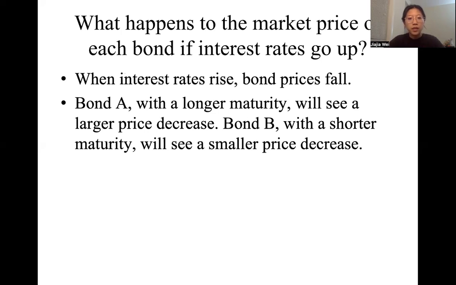Consider what happens if interest rates increase. When interest rates rise, bond prices fall because the fixed coupon payments become less attractive compared to new bonds issued at higher rates. In this case, bond A with its longer maturity period will experience a larger price decrease. On the other hand, bond B with its shorter maturity will see a smaller decrease in price. Essentially, the longer the maturity, the more sensitive the bond is to changes in interest rates.